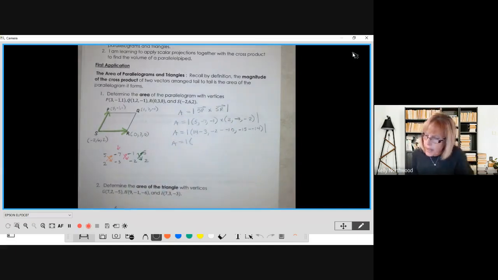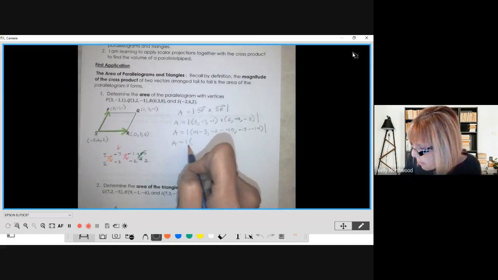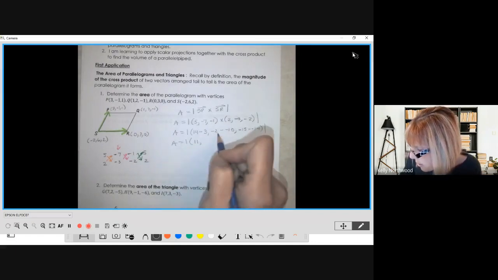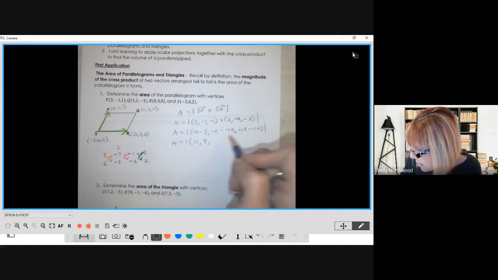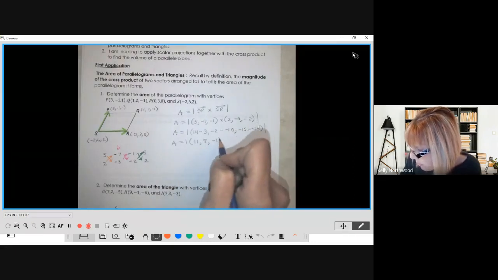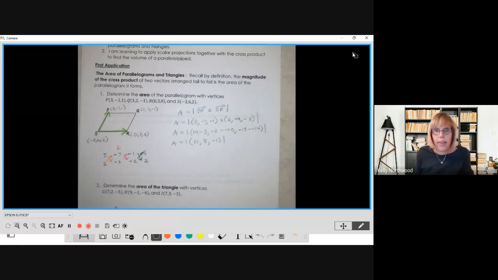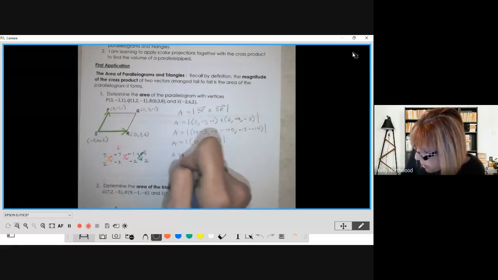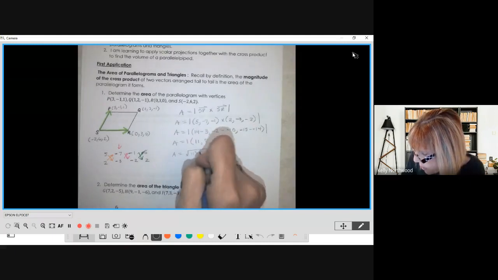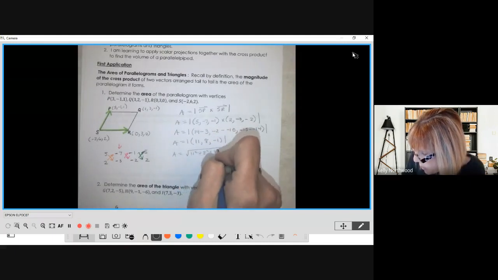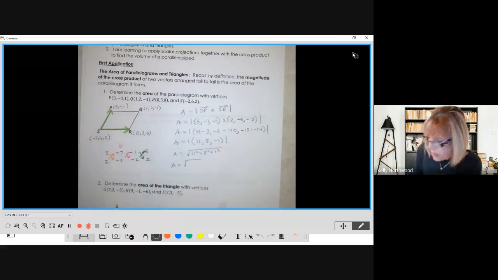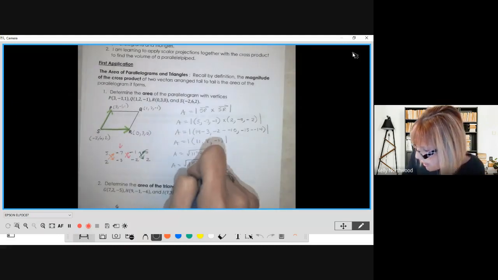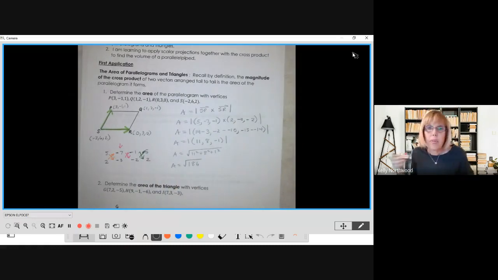So then this next step you do need. Once you've found the cross product you should get the magnitude of the vector 11, 8, -1. And then the magnitude of that vector is the square root of 11 squared plus 8 squared plus 1 squared, or the square root of 186. Now, because it's an area, you have to add units, okay?